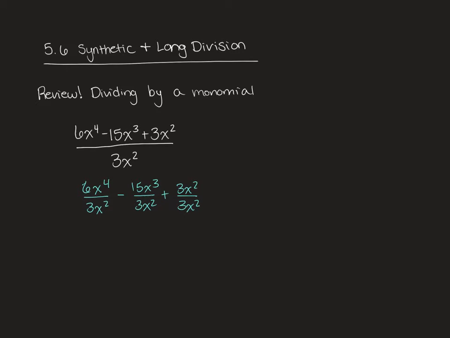So 6 divided by 3 is 2. X to the fourth divided by x squared is x squared. Minus 15 divided by 3 is 5. X cubed divided by x squared is just x. Plus 3 divided by 3 is 1. X squared divided by x squared is also 1. So this is your final answer. And so again, whenever you're dividing by a monomial, just divide each term.